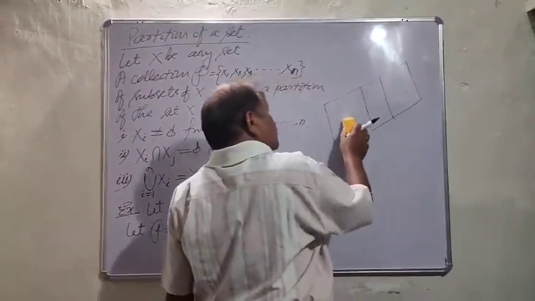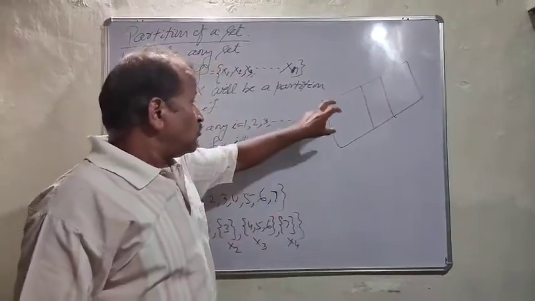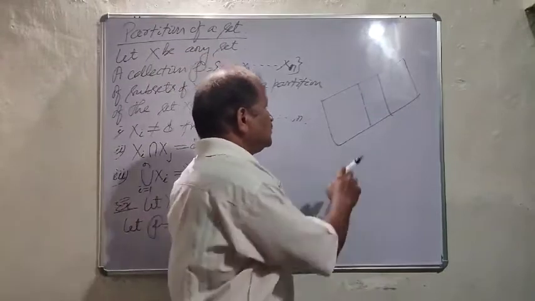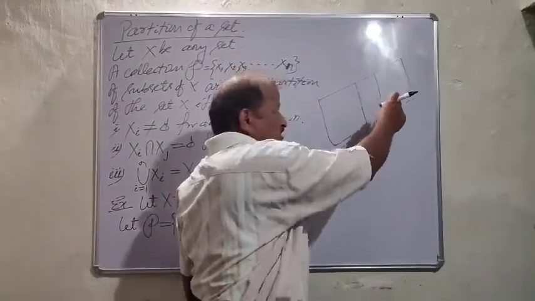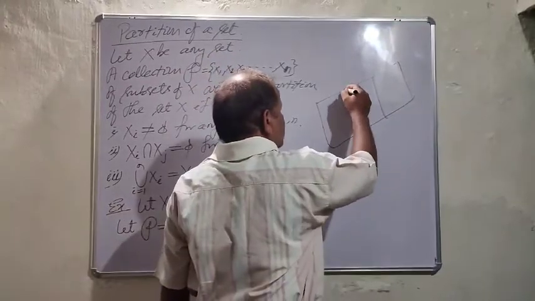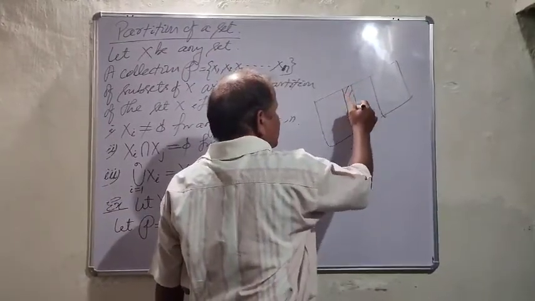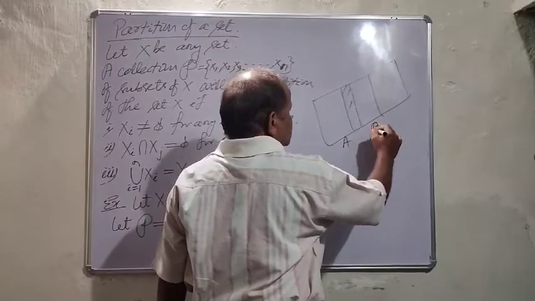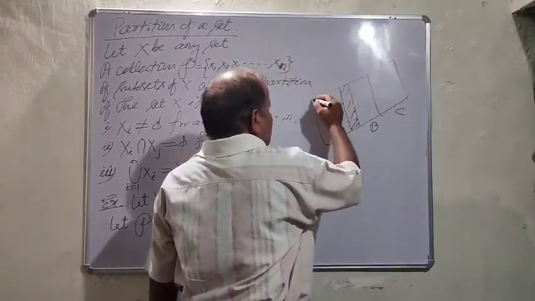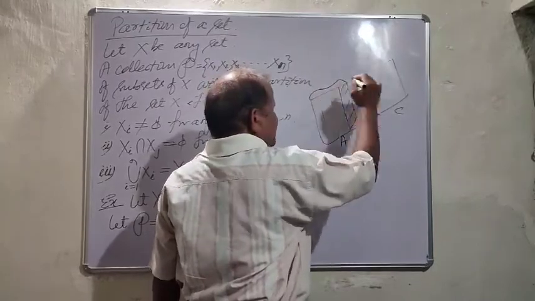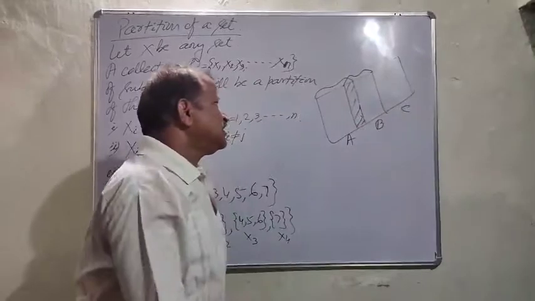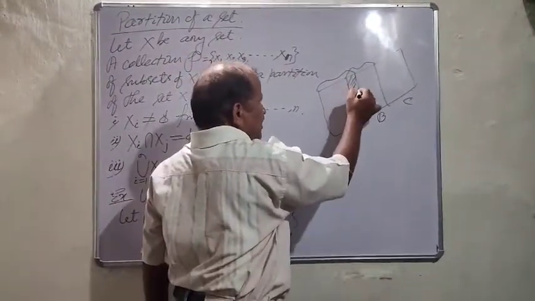First thing, nobody should be debarred from his parental property. That means no subset is empty. Then there should not be any overlapping. Suppose this is a common land between brother A, this is brother B, this is brother C. There is a common land. A claims that this is my land, B claims that this is my land. So this is a disputed land.